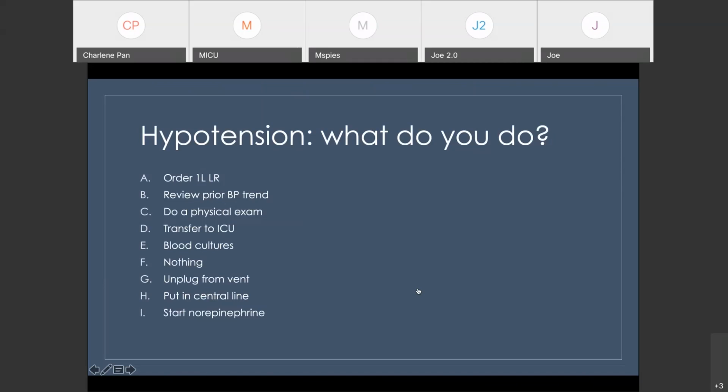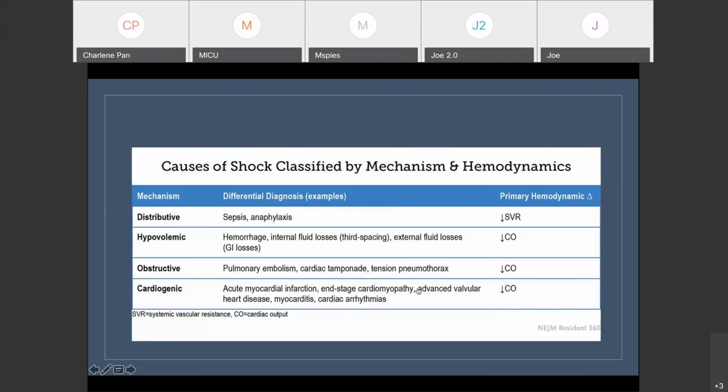So, different causes of shock: distributive, hypovolemic, obstructive, and cardiogenic. This should be the differential that you think of when you determine somebody is actually in shock, because that helps you know what to do next. But at this point, I'm sure the seniors will guide you from there.